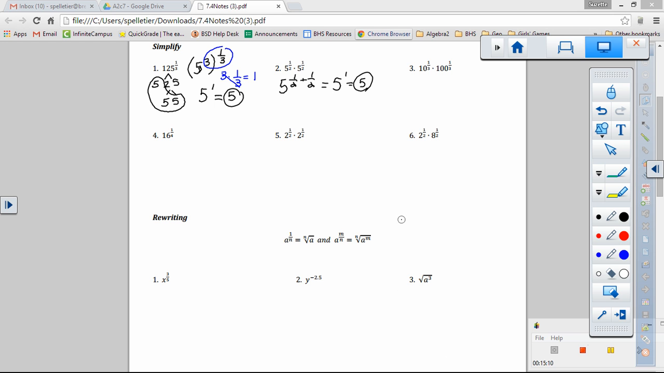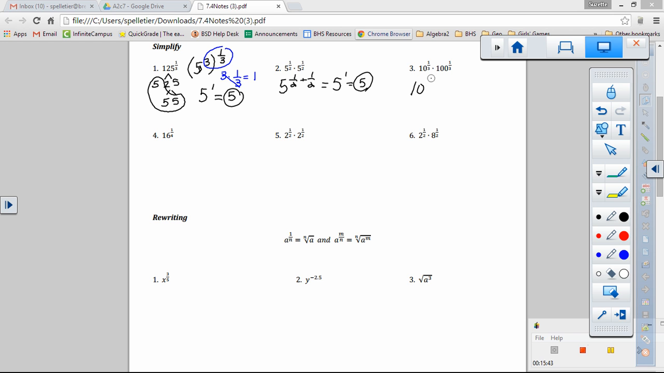So I have 10 to the 1/3 times 100 to the 1/3. So I can't add the exponents here until I can get the bases to be the same. So is there something that I can change both of them into so they're the same? Or is there something I can change one or the other into so they're the same? So I'm looking at the first one, it's a base of 10. And I'm thinking to myself that 100 is the same thing as 10 squared. So if I changed it to 10 squared, then my bases would both be 10s. And that's sort of the idea. We want the bases to be the same.